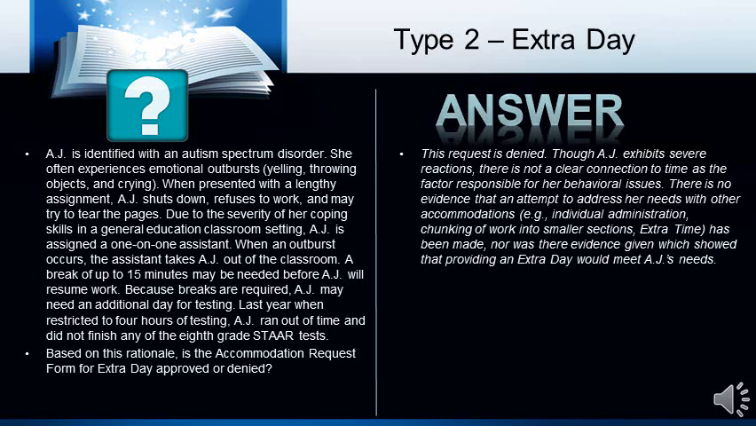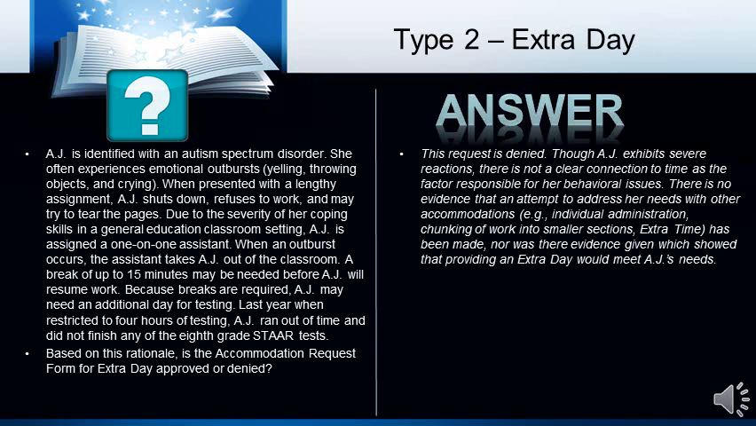Due to the severity of her coping skills in a general education classroom setting, AJ is assigned a one-on-one assistant. When an outburst occurs, the assistant takes AJ out of the classroom. A break of up to 15 minutes may be needed before AJ will resume work. Because breaks are required, AJ may need an additional day for testing. Last year, when restricted to 4 hours of testing, AJ ran out of time and did not finish any of the 8th grade STAAR test.